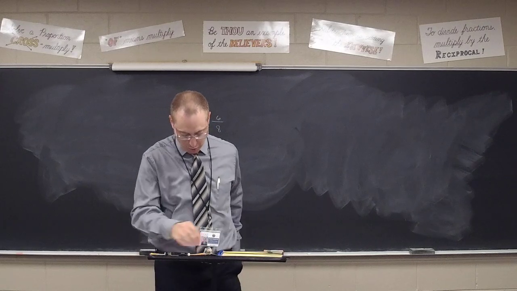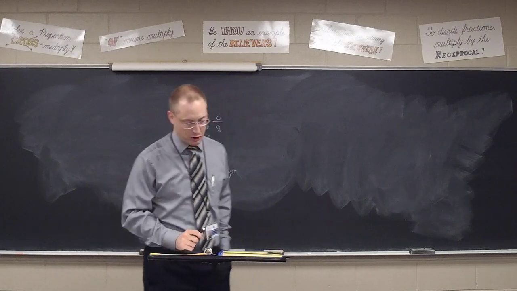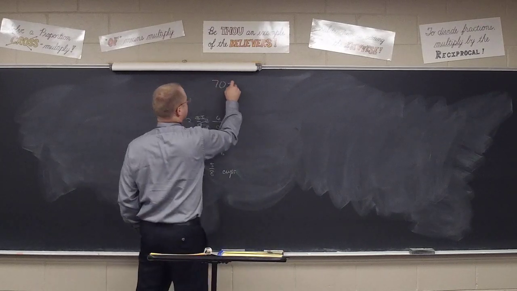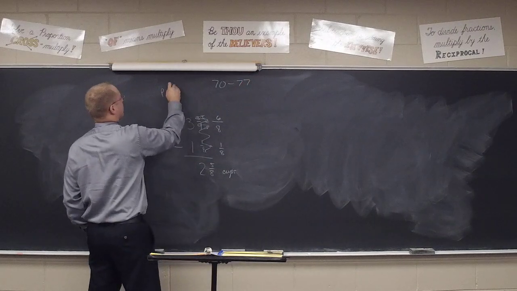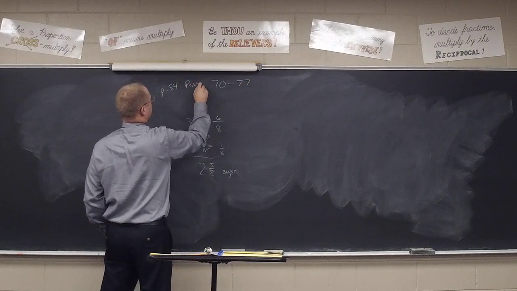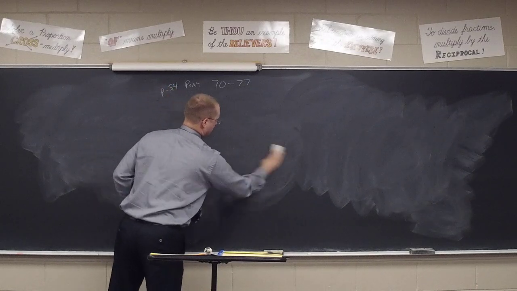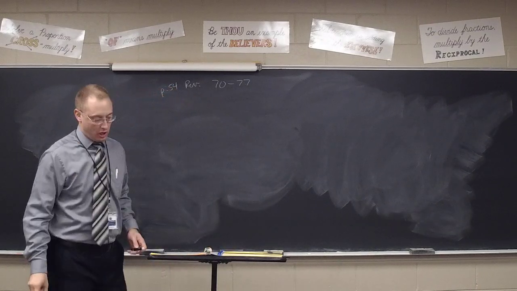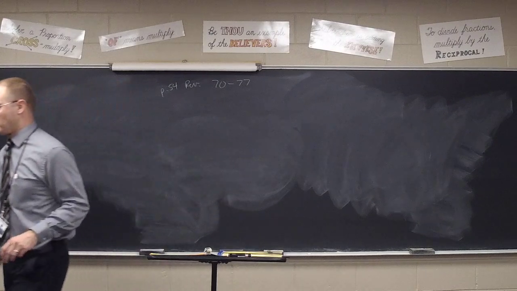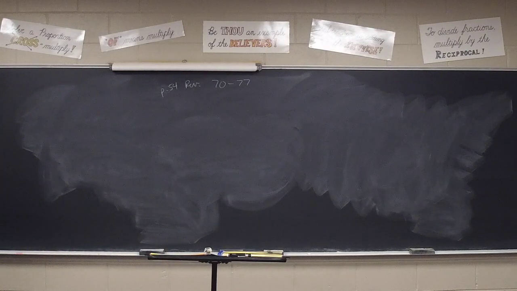Look across the page, if you would, at 454. Look at the review section. I want you to do number 70 to 77 in the review section at your seats. And then we'll get back to adding, subtracting fractions and mixed numbers, making sure we are good to go with common denominators and all of that stuff. Page 54, do the review 70 to 77.